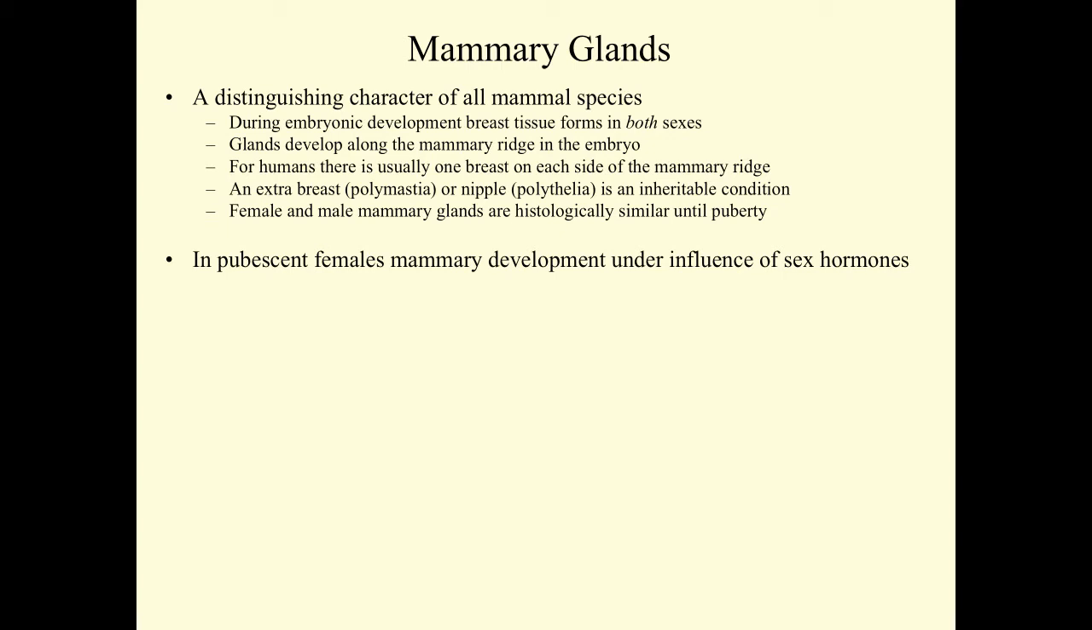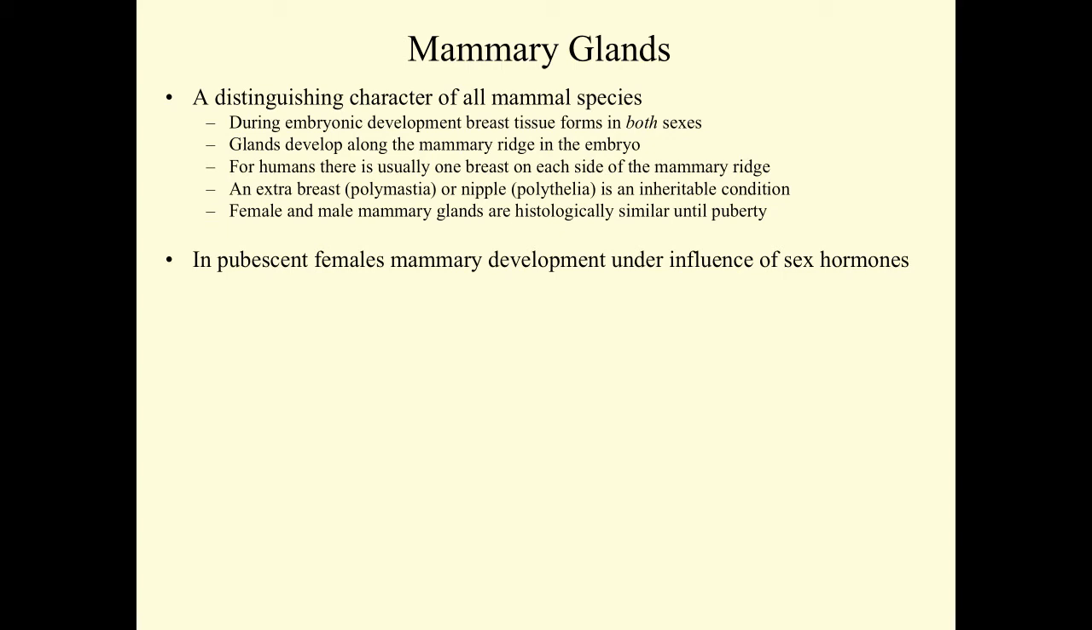An extra breast, called polymastia, or an extra nipple, called polythelia, is an inheritable condition. You'll sometimes see that. Now, female and male mammary glands are histologically similar until puberty.